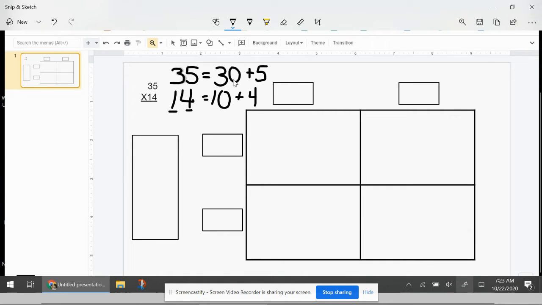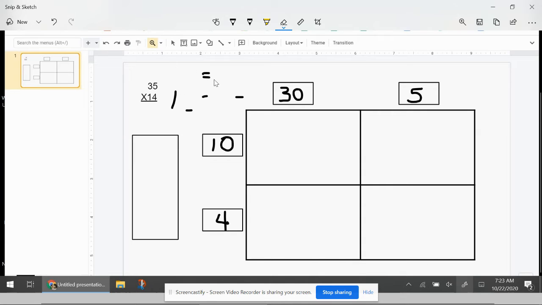So we're going to put the 30 plus 5 up here, 30 and 5. And along this side, we're going to put the 14, so we're going to do the 10 plus 4. Okay. So now we're going to have to actually go ahead and figure out how to multiply within the generic rectangle.